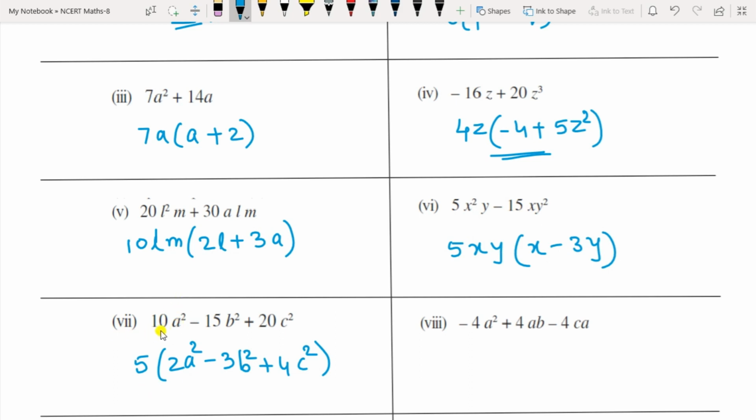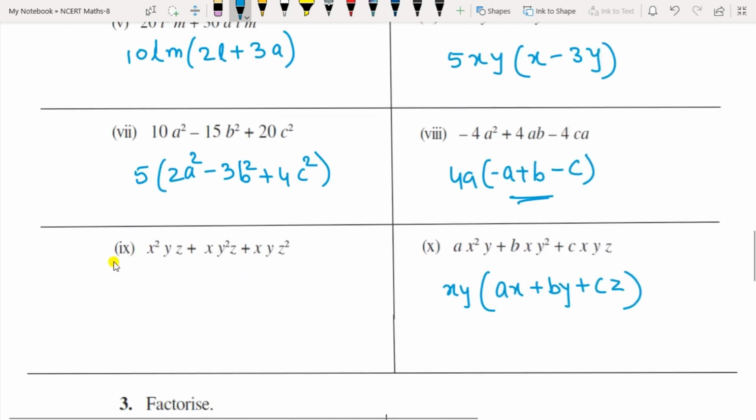In question 7, 10a square minus 15b square plus 20c square. 5 is common, the remaining is 2a square minus 3b square plus 4c square. Now in this one, all the numbers in the expression have 4 in common. So 4 and a is also there. Take the least power of a as common. It will be minus 1. You don't need to write 1 here. And a square is there. 1a is, you have taken out, 1a is remaining. Plus 4a, then b is remaining. Then minus 4c is remaining, and a you have taken as common. So this way you have to solve for the binomial.